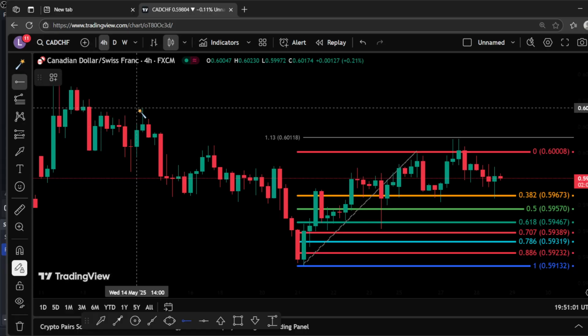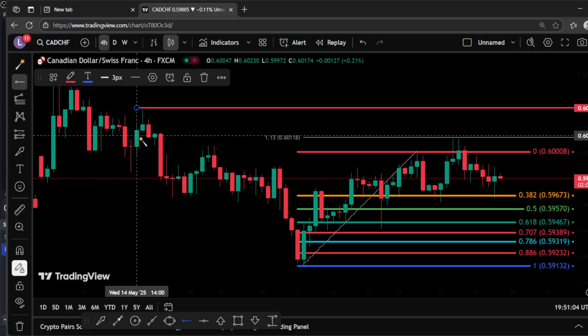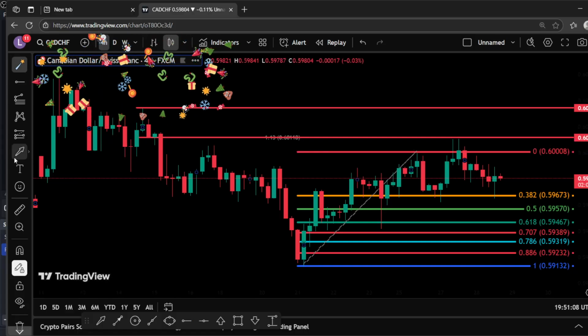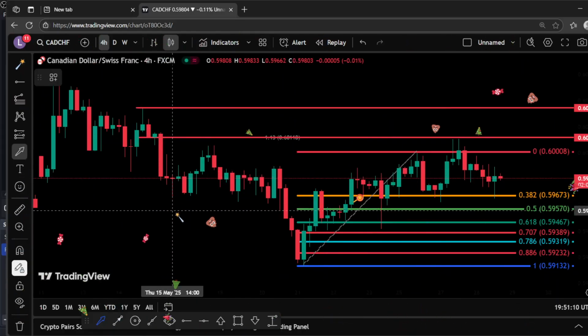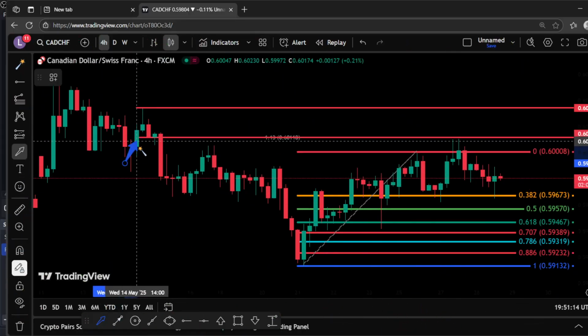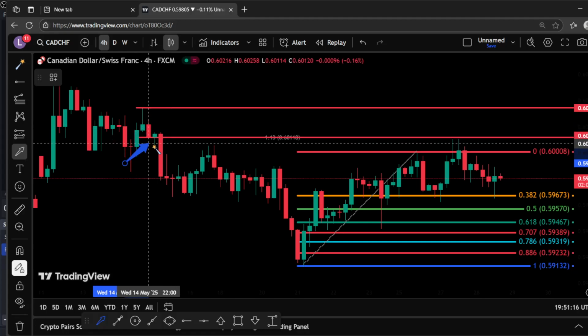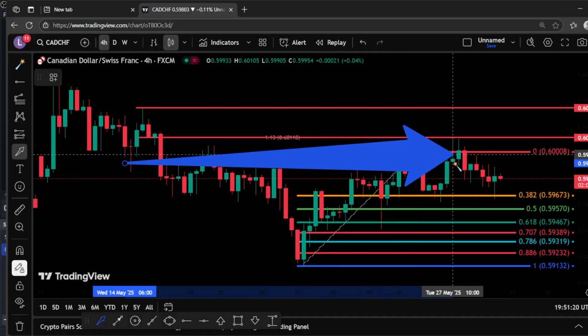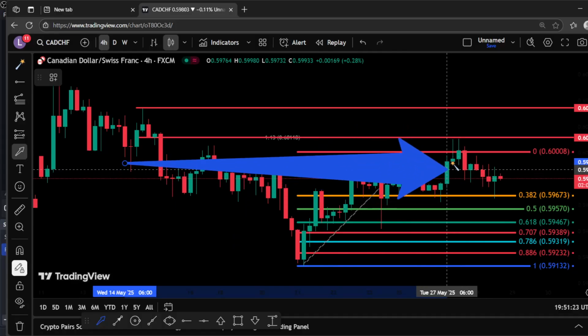All right, and if I go to my left, you will identify this supply zone right here. So we had this rally, we had this base, and we have this drop down. Yeah, so price went back to the supply zone, and then we are dropping.